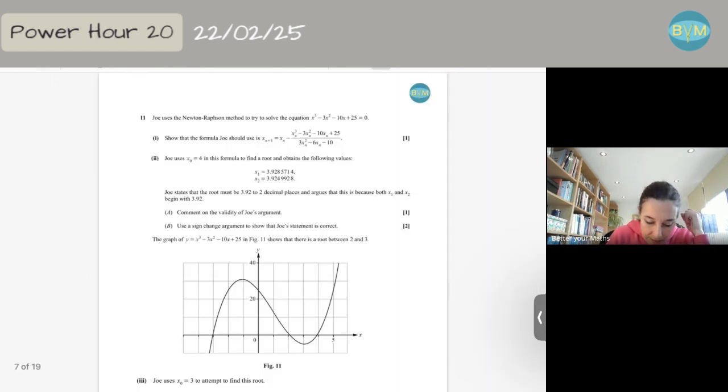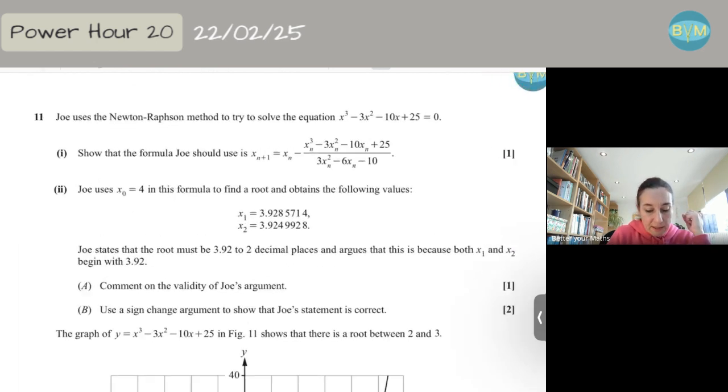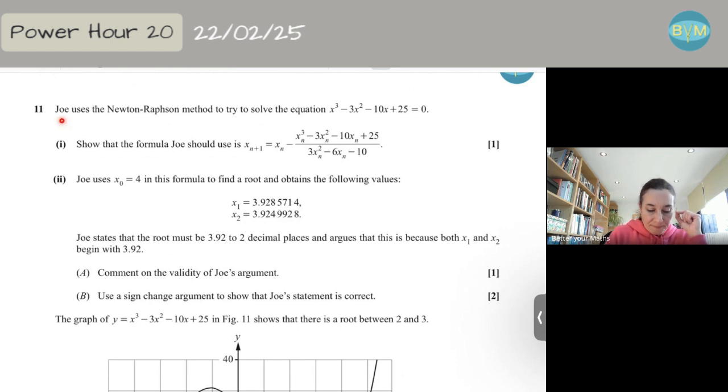Let me show you another one. It's another iteration question, let's go and do it. Joe used the Newton-Raphson method to try to solve this equation. This is a numerical methods question again. Newton-Raphson is a method of iteration that has a particular formula. The formula is in the formula booklet, so I can show you.